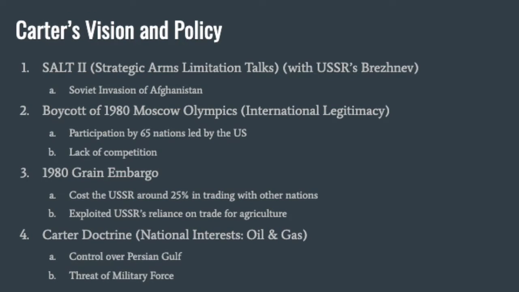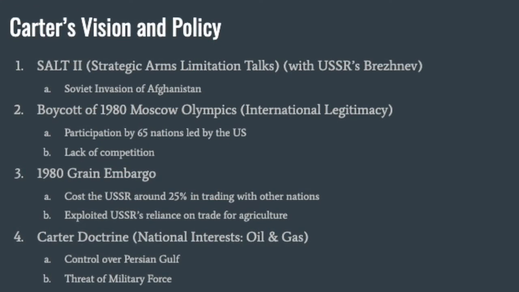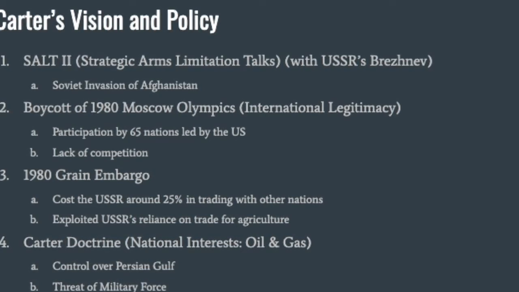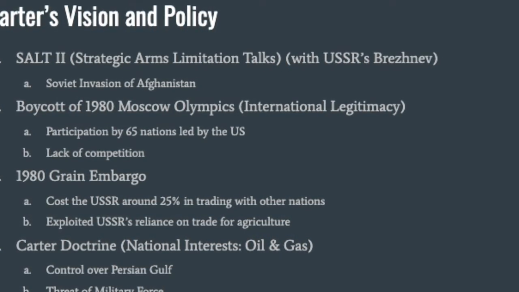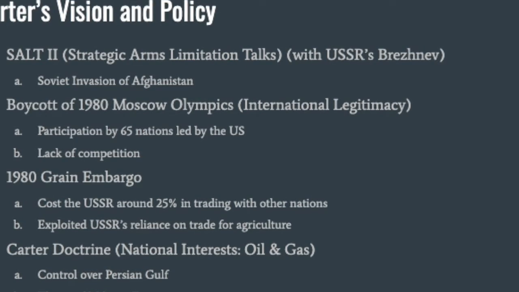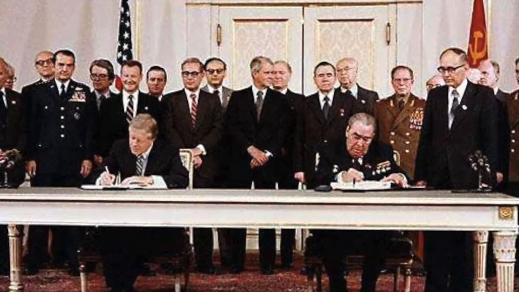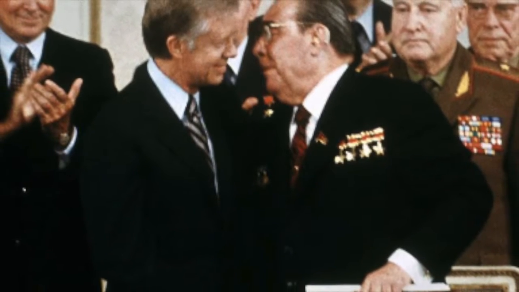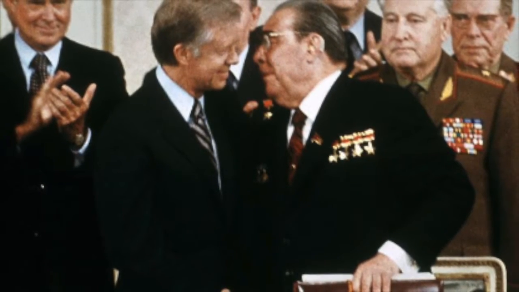Next, I will be covering Carter's policies in relation to the Cold War through the use of SALT II, the Carter Doctrine, boycott of the 1980 Moscow Olympic Games, and the 1980 grain embargo. SALT II is a second Strategic Arms Limitation Talk between the United States and the Soviet Union. This policy was set to reduce production of nuclear weapons.